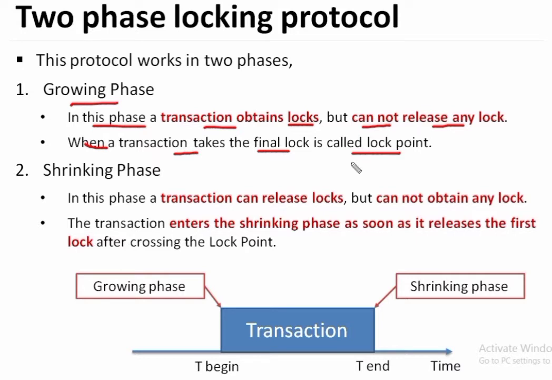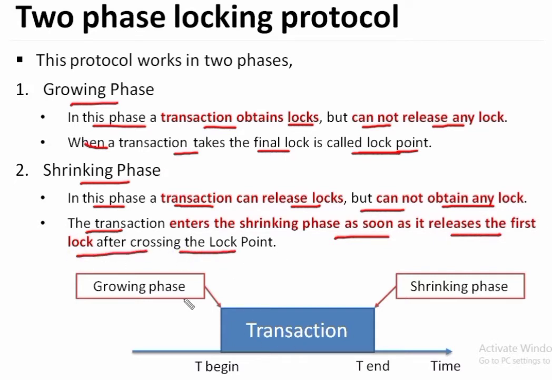When it gets each and every lock that is required by that particular query or transaction, that is known as the lock point. And in the shrinking phase, the transaction can release locks, but it cannot obtain any lock. So in the shrinking phase, the transaction just has to release the locks that it acquired. The transaction enters the shrinking phase as soon as it releases the first lock after crossing the lock point.